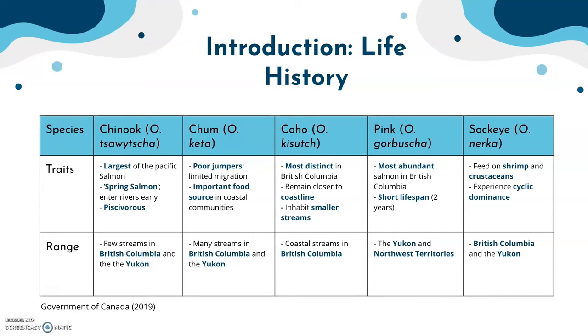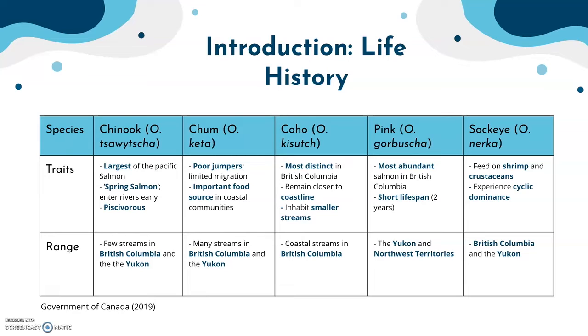For chum salmon, these are the poor jumpers of the Pacific salmon groups. When it comes to rivers that are harder to maneuver or even waterfalls, chum are generally limited in their migration, whereas the rest of the salmon might not have as much of an issue dispersing themselves. They're also an important food source in coastal communities. In terms of their distribution, they're found in quite a few streams throughout British Columbia and the Yukon.